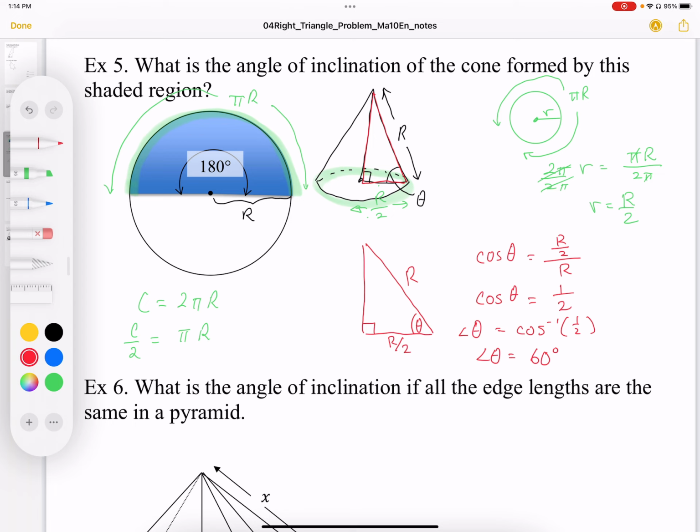So first of all, we wrote an expression for the half circumference of the big circle in terms of that big R. We then came up with the radius of the small circle in terms of that same big R, and that allows us to get a ratio which we can apply inverse trig to, to find the actual angle of inclination in that problem.